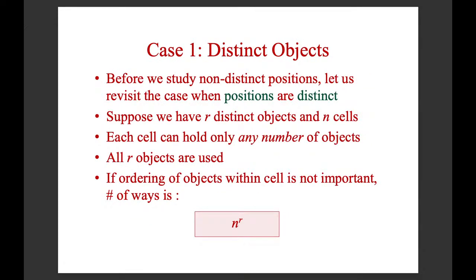As just mentioned, we want to do non-distinct positions, but let us review what happens if we are putting objects into distinct positions. So we are talking about distinct objects into distinct positions first. Suppose that we have r distinct objects and n distinct cells, and each cell can hold any number of items. All the items have to be used, and the ordering doesn't matter, so the number of ways is n to the power r. We just need to decide for each object which bin we are putting it into. n choices for each, so n to the power r.